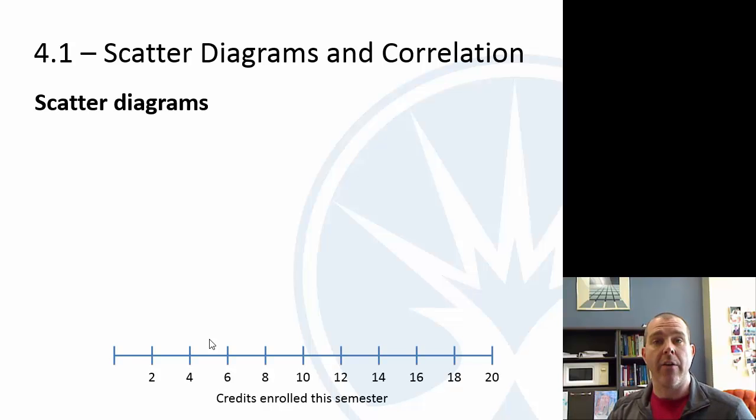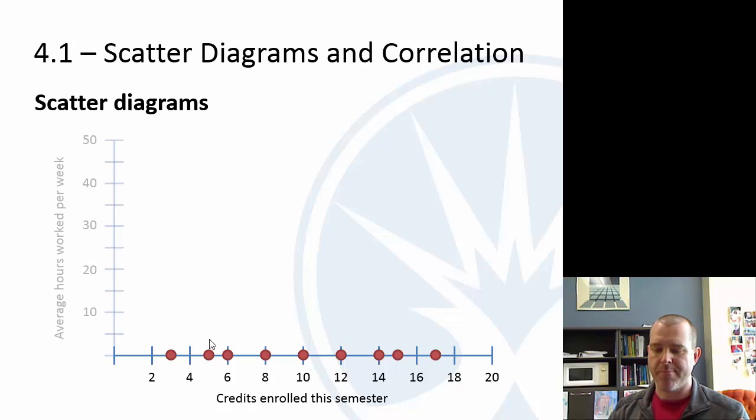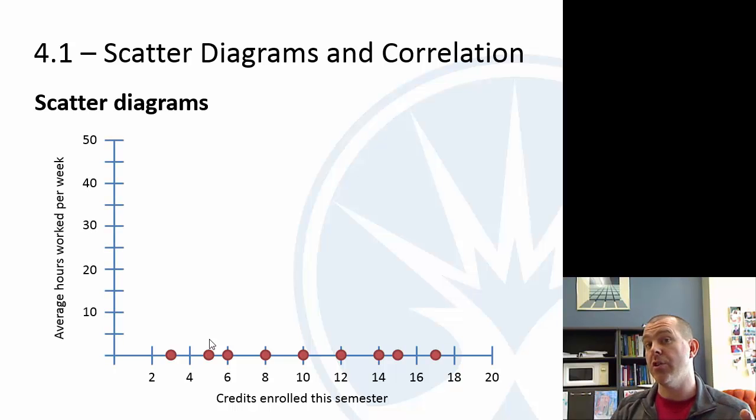So scatter diagram. Let's say we're looking at a bunch of students and we've got the credits that they're enrolled in this semester. So just one dimension, one variable, and each student, each one of those dots represents a student. Let's say we want to add an additional variable, a second variable, the average hours that that student works per week. Well, then what we can do is basically create for each student, there's going to be a y coordinate.